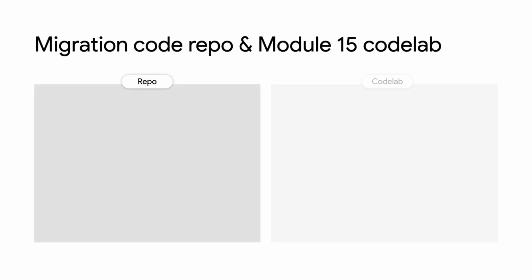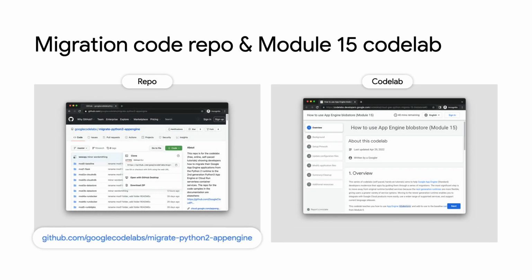Okay, I have to be honest, I haven't used App Engine Blobstore before. Can I implement it myself while you're showing us on screen? Sure thing. Clone the repo or download its zip file and go to the Module 0 folder, as that's where we'll start. If you want to do this by hand with me now or on your own time, follow the Module 15 codelab. Links to both are down below. So let's go to the computer now and do this.